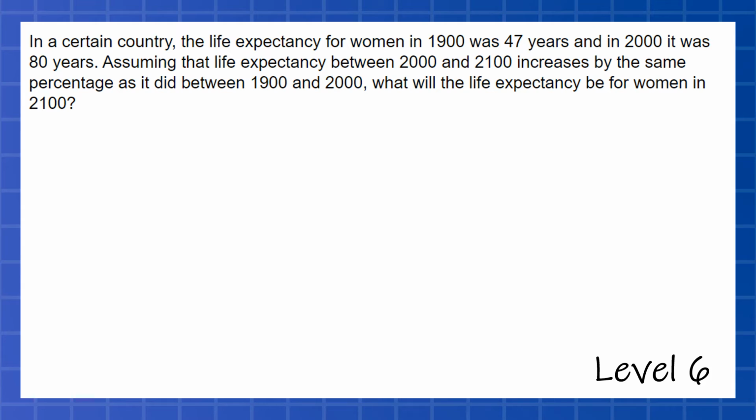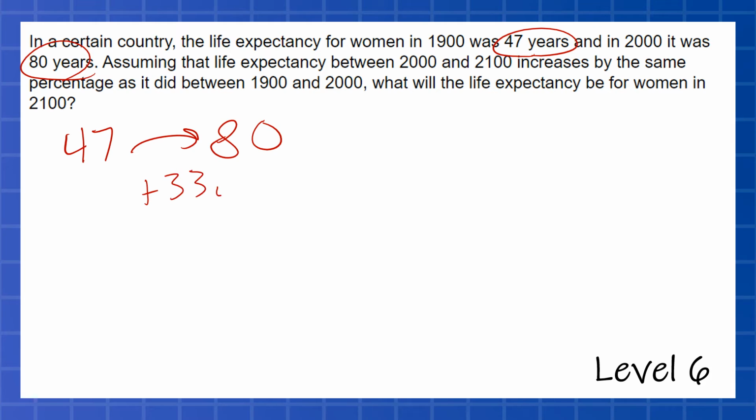In a certain country, the life expectancy for women in 1900 was 47 years, and then it turned into 80 years. So it went from 47 to 80 years. So it went up. How much did it go up? So it went up 33 years. I just subtracted those, right? So what percent increase happened?